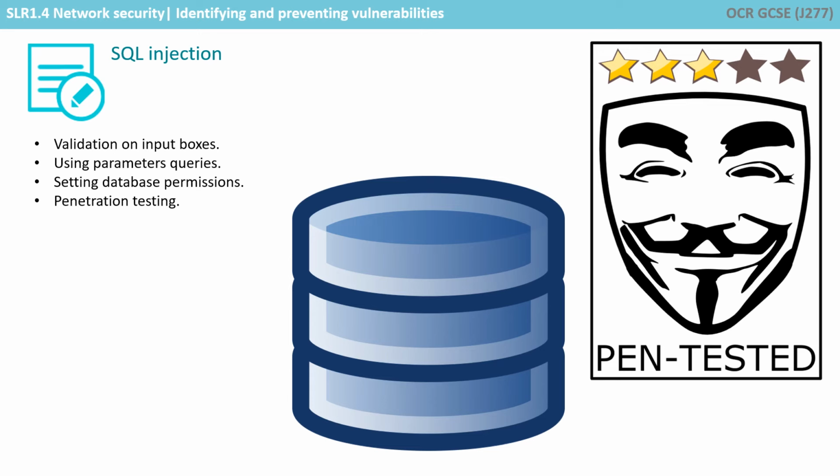You could also simply alter database permissions, so not all users can perform all actions on the tables of a database. And finally, you could carry out your own penetration testing. This is where you actually employ people to try and hack your own systems and their databases, so that you can actually identify where vulnerabilities and loopholes lie, and then use this information to fix those flaws.